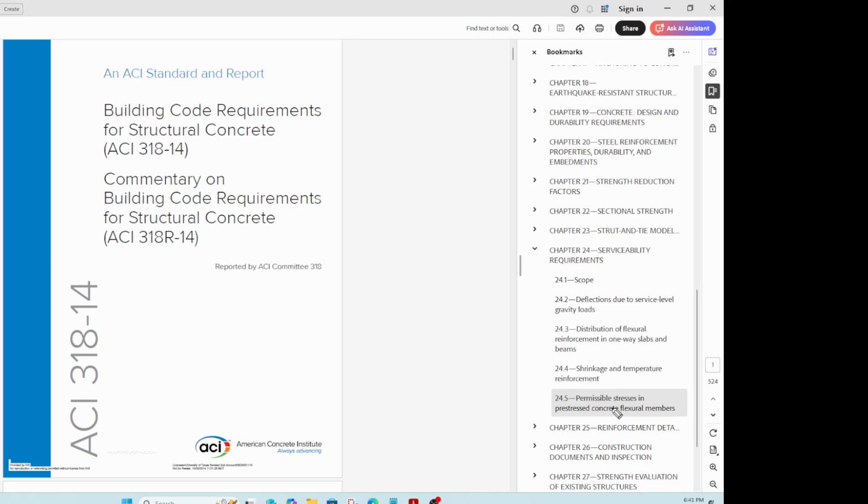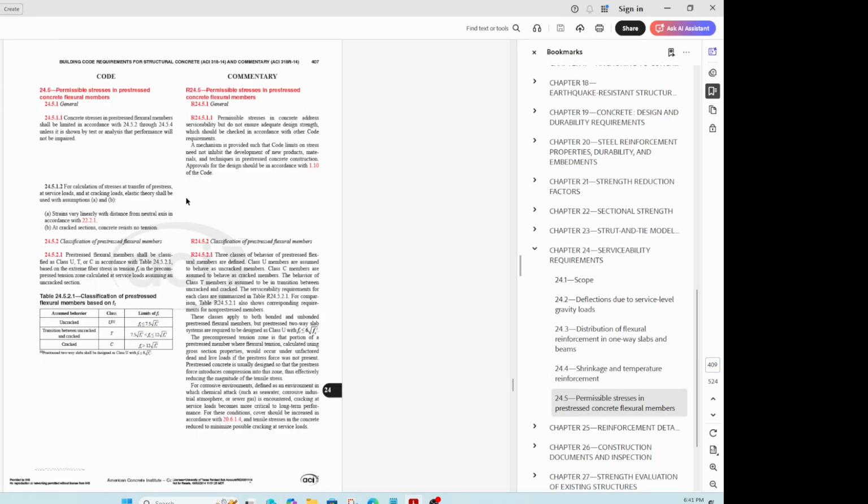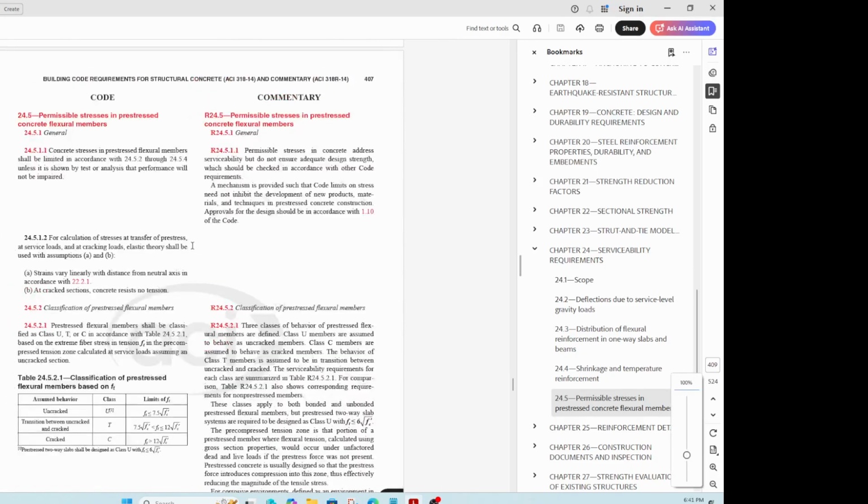For example, initial compression. What is the limit of initial compression? Compressive stress in the initial stage, that is after release. Anyway, we'll be finding out a bunch of limits. Let's get into page number 409. As you see, this is about permissible stresses in concrete flexural members.